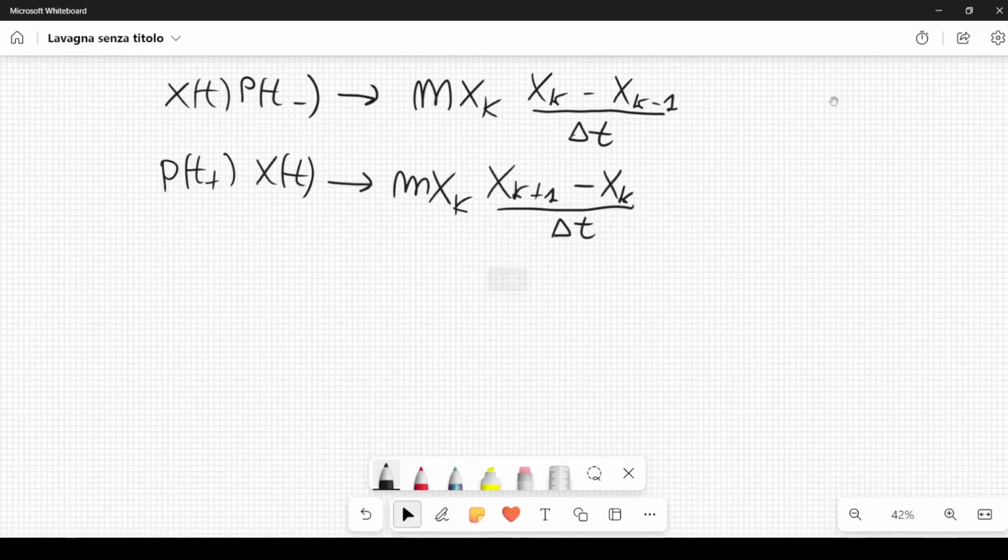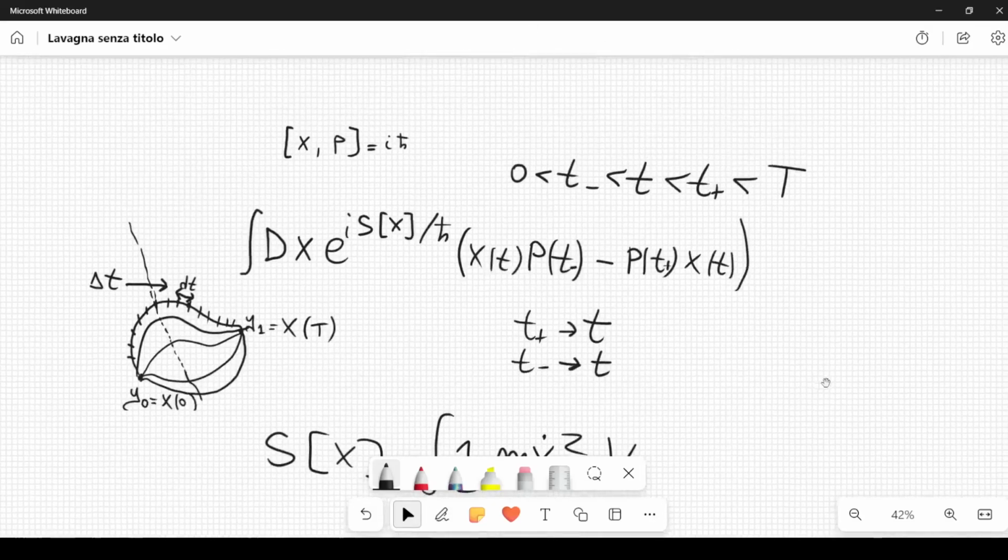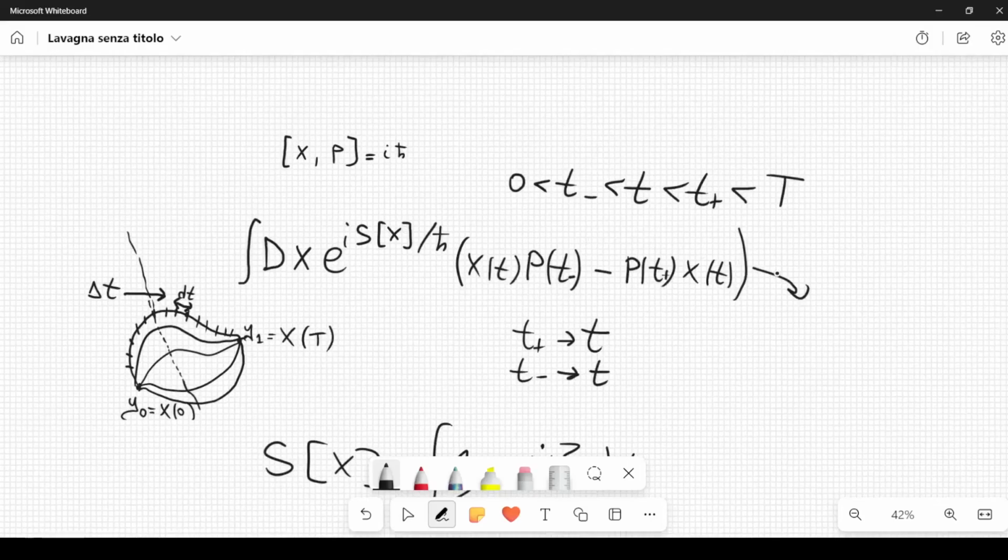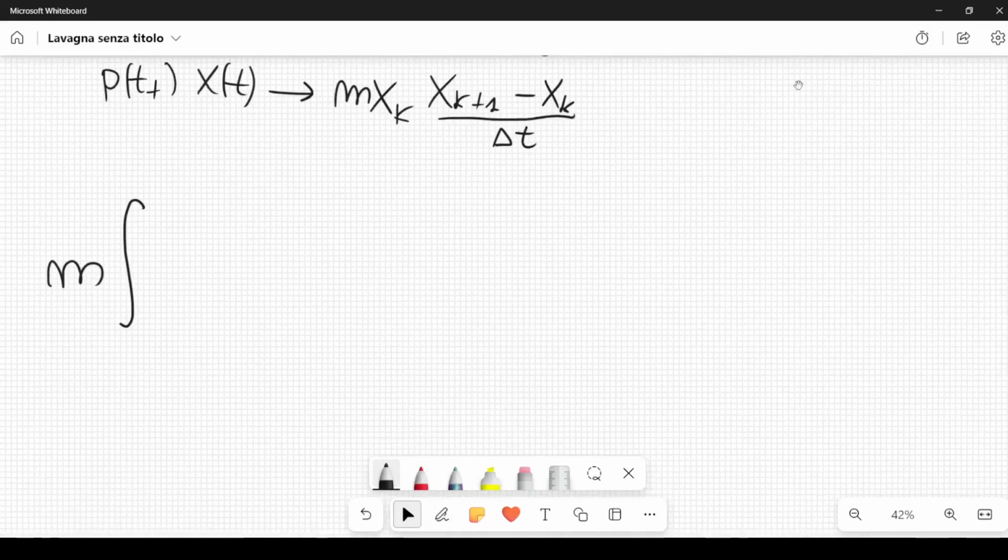Now, the path integral, when you consider this discretization, will become like this. We have the factor m, which is a simple factor that we can factor out. Then we have to integrate. The path integral that we have here will be proportional to what I'm going to write below. The measure dx will be proportional to the product over j from 1 to n minus 1 of dx_j. So we are going to take the product of all these differentials.